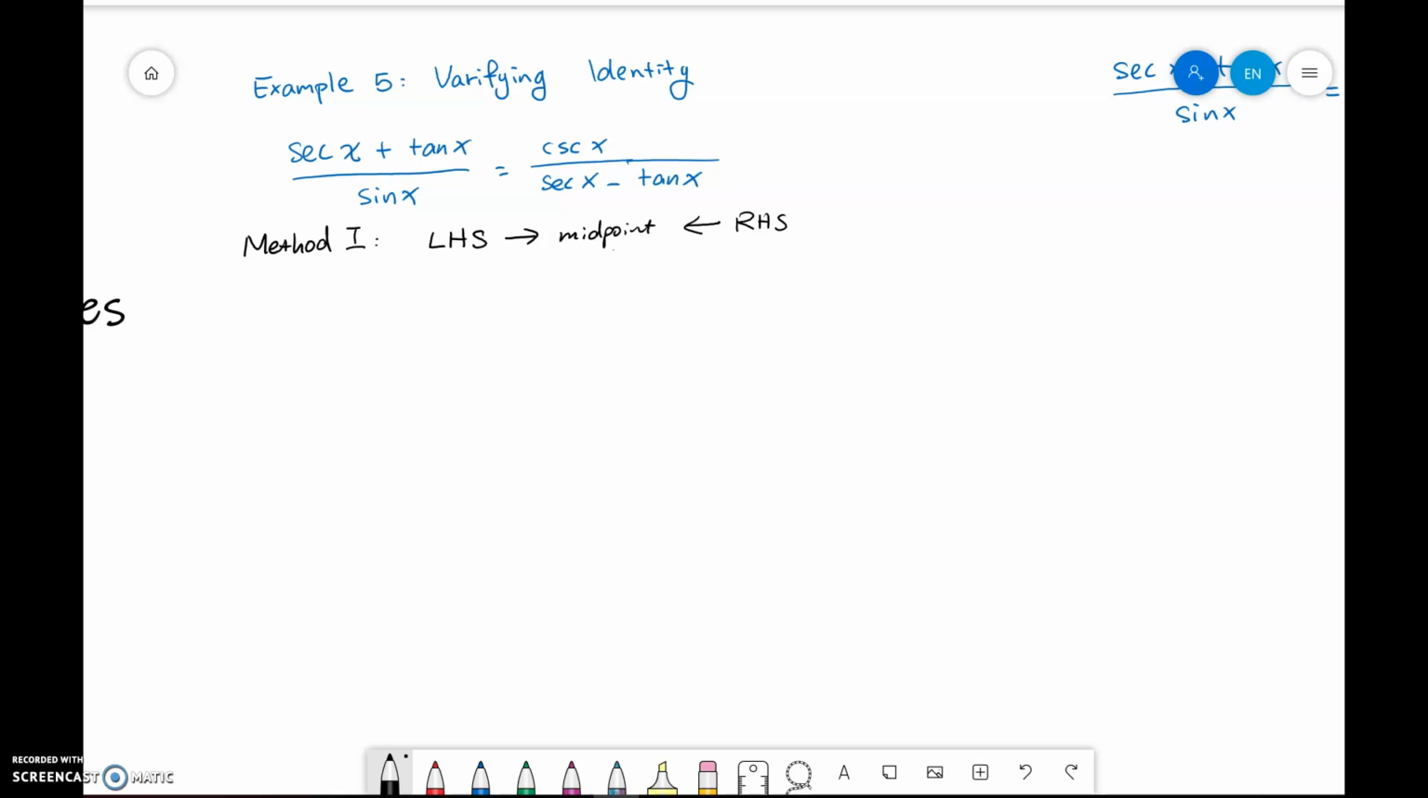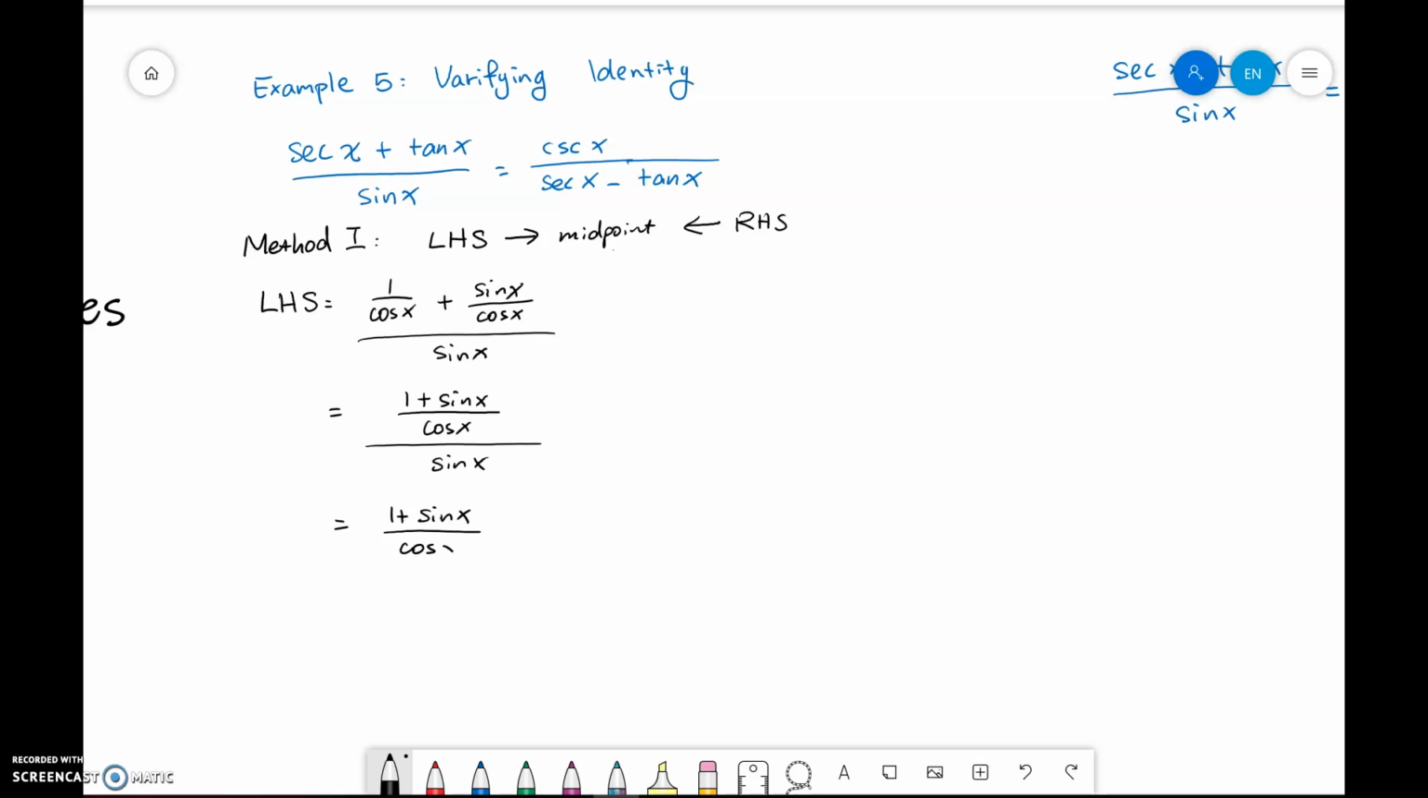Okay, so I'm going to start from the left hand side. I have secant of x plus tangent of x over sine of x. So secant of x I can rewrite as 1 over cosine of x, and tangent of x as sine of x over cosine of x, all over sine of x. On the numerator, it will become 1 plus sine of x, all over cosine of x, all over sine of x, where the main division is divided by sine of x.